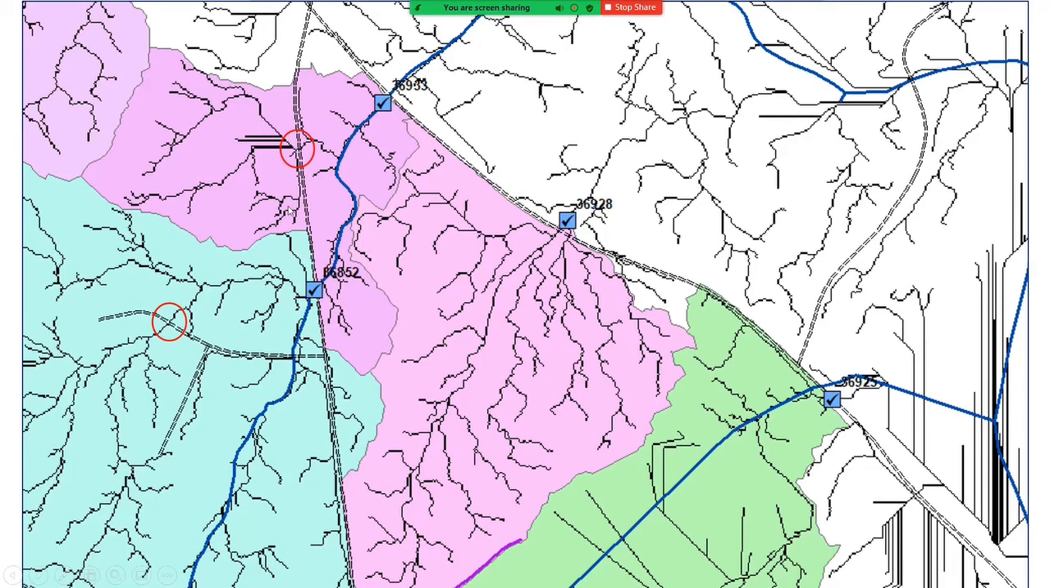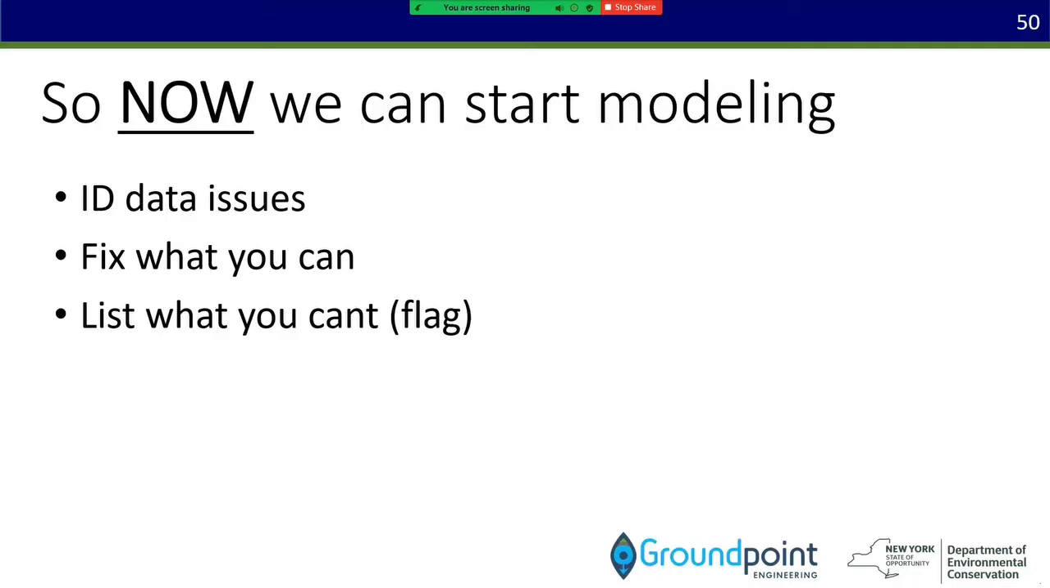So this is sort of an engineering analysis and a judgment call on where we need to make edits to get the drainage areas correct. So now we can get started with the modeling. So we've identified data issues, you fix what you can, and whatever you can't fix, you just flag so that at least you're aware as you move forward what you may have left behind.